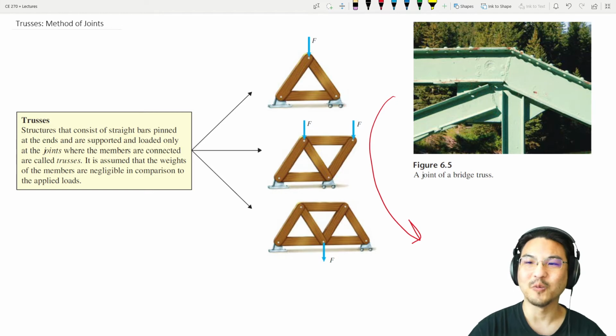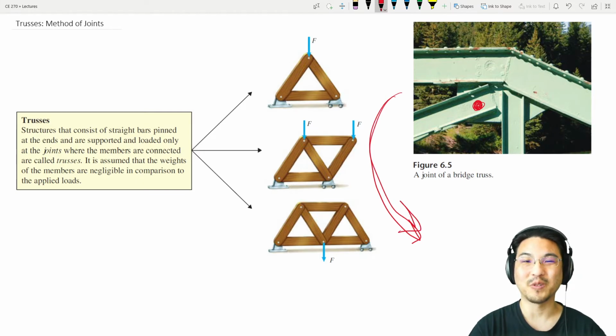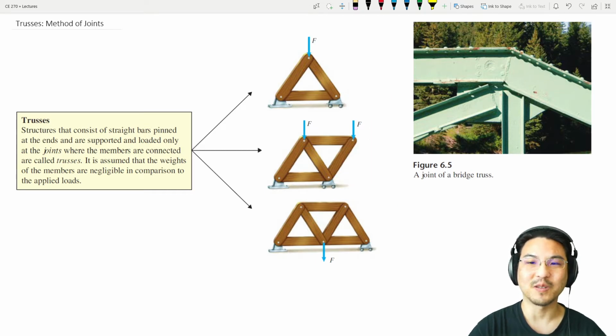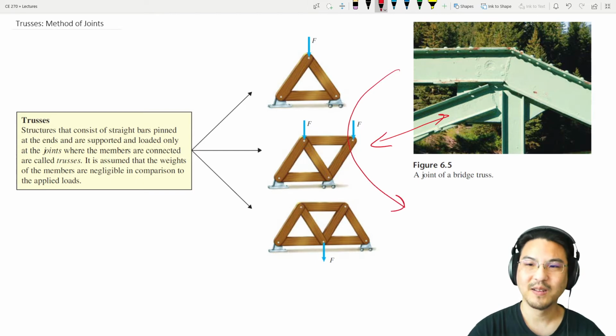But if we assume it's just pinned here, then when I apply a torque, the beam will just rotate. There wouldn't be any reaction torque at the pin. So that will make analysis much simpler if we just assume pins and no torques at the joints. And it's somewhat justifiable because the forces in this direction and this direction are larger in magnitude than the torque in this direction.